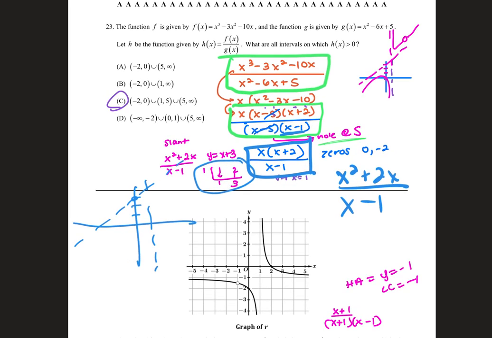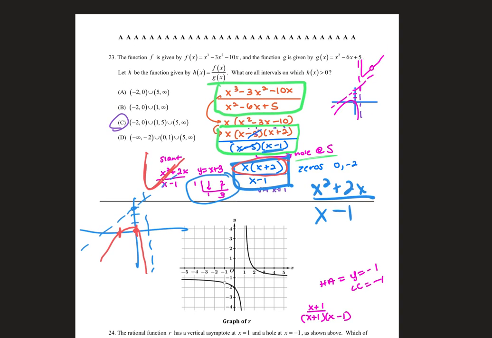And I also had 2 zeros. So from here, I know the zeros are at 0 and -2. That tells you your graph is going in this corner and in that corner. So where is it greater than 0? From -2 to 0, it was greater than 0. And then again after the vertical asymptote, which was 1. And then it had a hole at 5. So it stops at 5 and starts again.